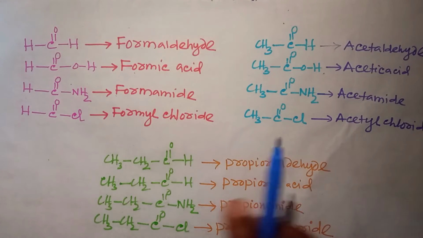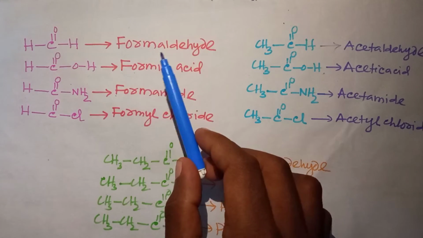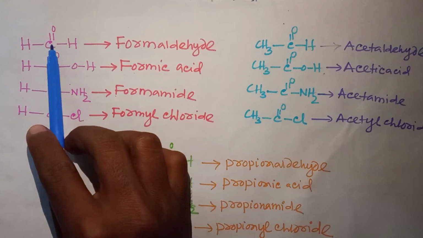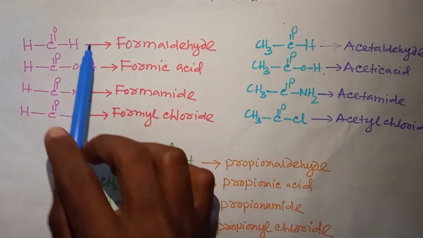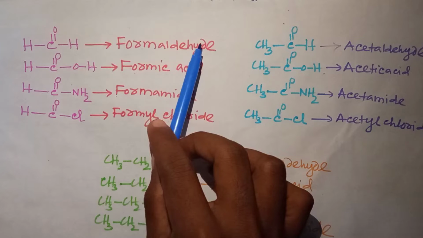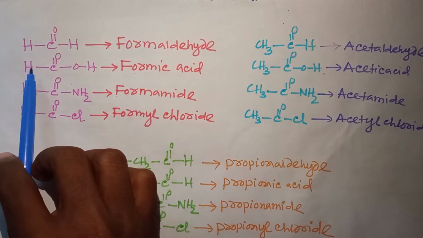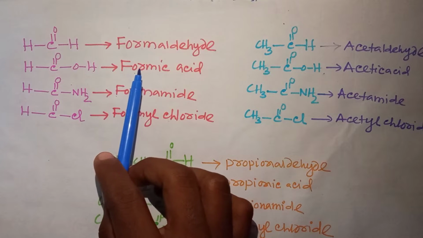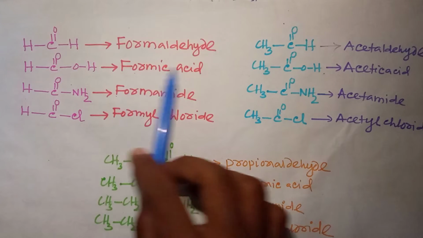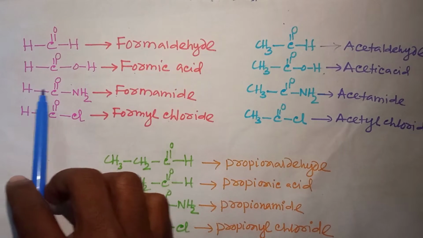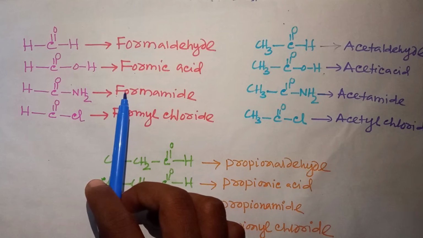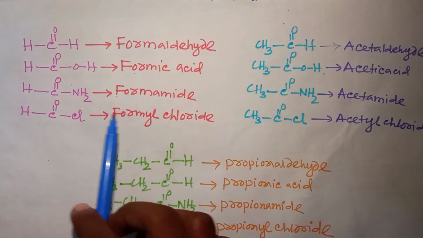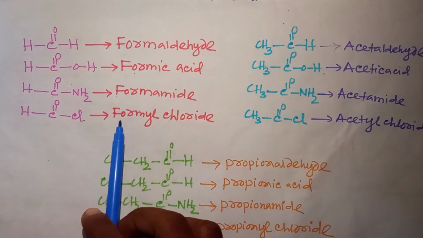Here are some organic compounds and their corresponding common names. This is HCHO, and the common name is formaldehyde. This is HCOOH, the common name of this compound is formic acid. Here is another compound, its common name is formamide. And this is HCOCl, its common name is formyl chloride.